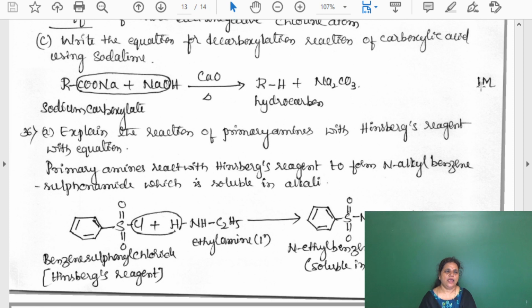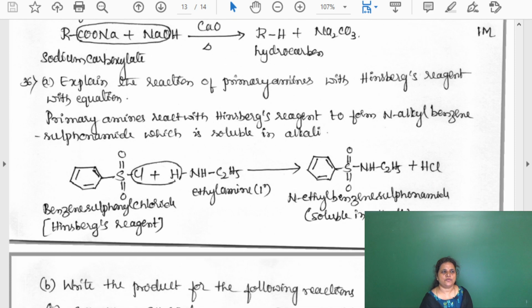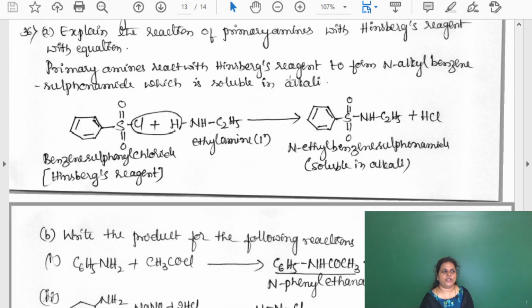Question C. Write the equation for the decarboxylation reaction of carboxylic acid using soda lime. What do you mean by decarboxylation? The process of removal of carbon dioxide from the sodium salt of a carboxylic acid by heating it with sodium hydroxide and calcium oxide, soda lime, gives the respective hydrocarbon with the formation of sodium carbonate. You just need to write this equation, and this mixture is called soda lime, NaOH and calcium oxide. This carries 1 mark. So move on to the next question.